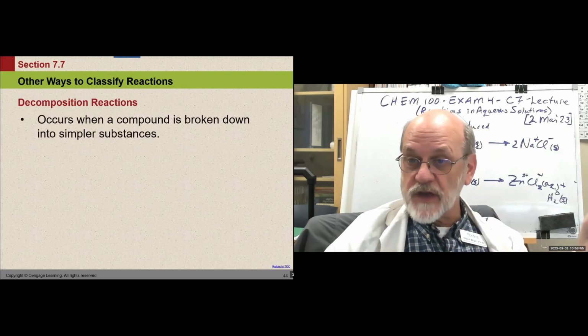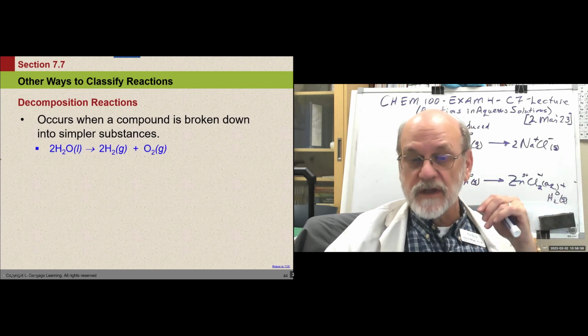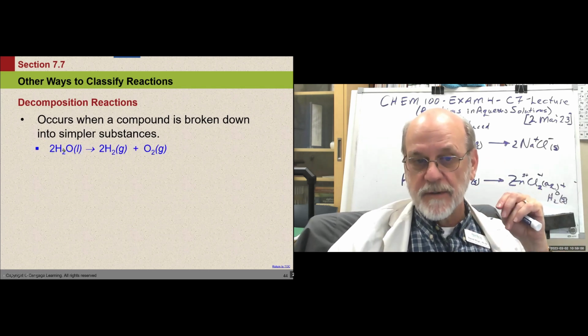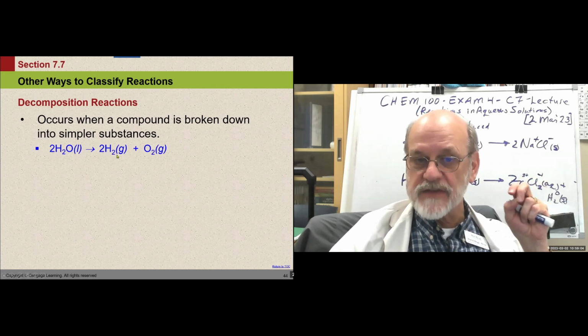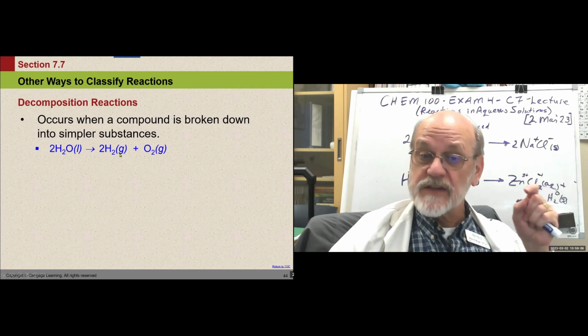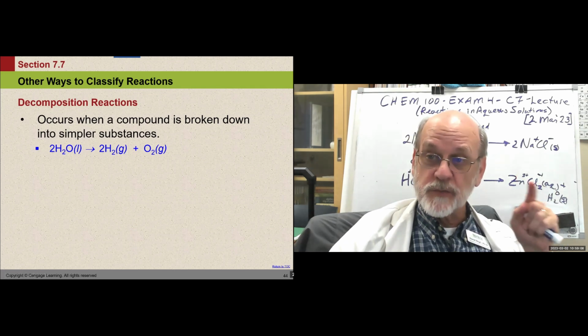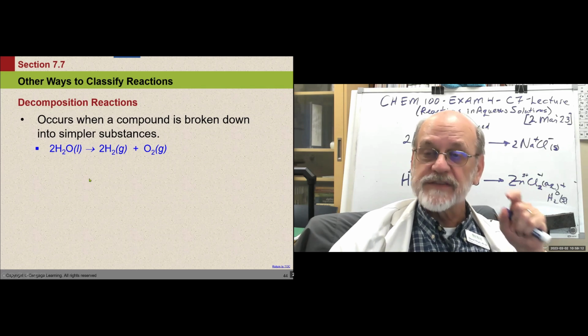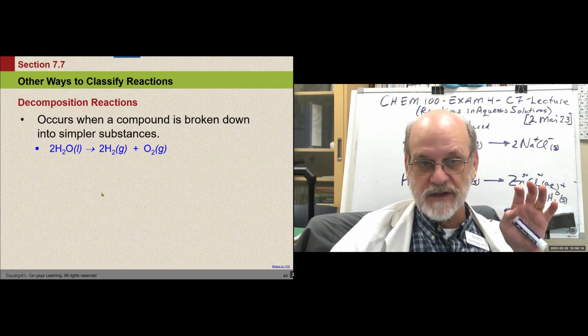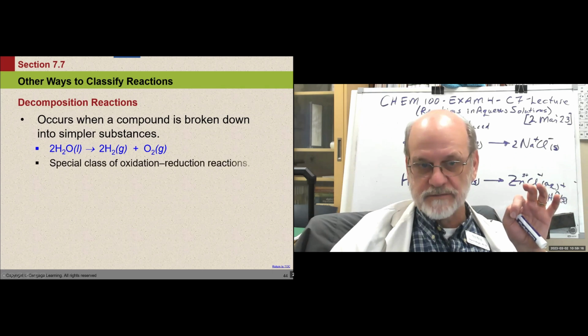Decomposition is just the other way. Flip the reaction around and you get a decomposition. In this case, we're taking water and splitting it into hydrogen gas and oxygen gas. In this case, we're forming a gas, which could be considered a driving force for the reaction. Plus, it's an oxidation reduction reaction. That's also a driving force.